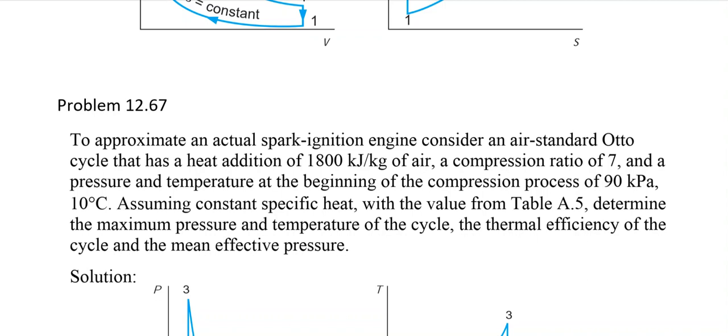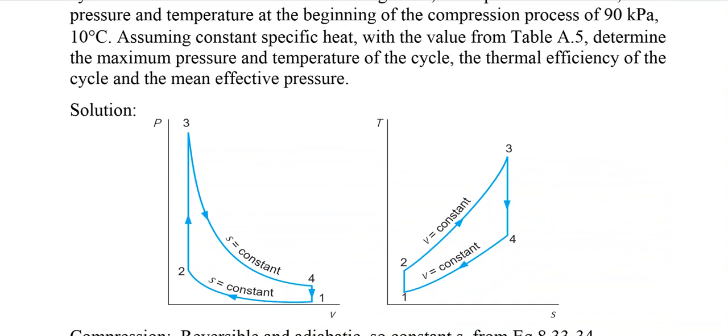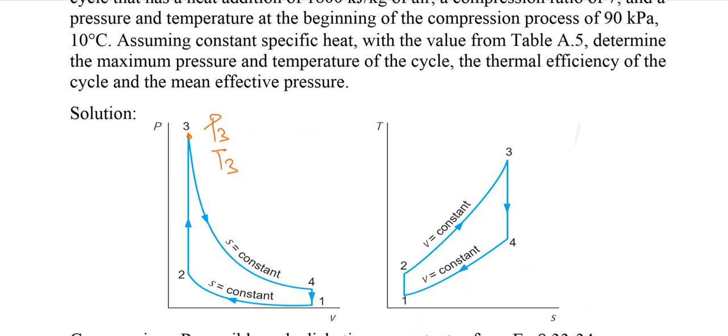Looking at this question, it is more or less similar to the question we solved in lecture number 12b, with different values now, obviously. So we need to find the maximum pressure and the temperature of the cycle. As discussed just now, the maximum temperature and pressure would be at state number 3. So we have the maximum pressure P3 and the maximum temperature, which is equal to T3. The thermal efficiency we can find later on, and the mean effective pressure. So starting from state number 1 and obviously going towards state number 3.